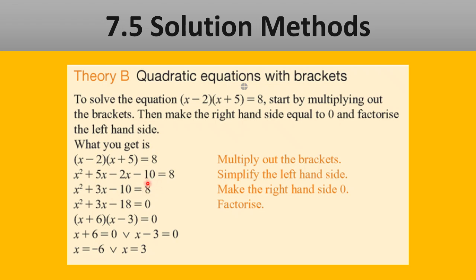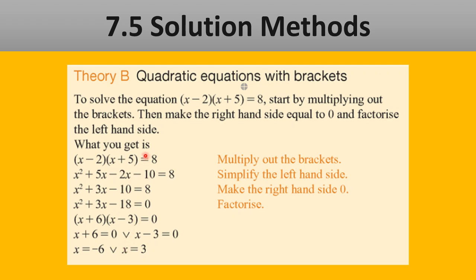I want this right hand side to be 0. So I do minus 8 here and minus 8 here. So now I have made the right hand side 0. I must make the right hand side 0 first. That isn't the case here. Here it is. Now what I'm left with is something with x squared, something with x, and something with a number. I can use the product sum method here to find those factors here, which I now know means x plus 6 equals 0 or x minus 3 equals 0. So x is minus 6 or x is 3.